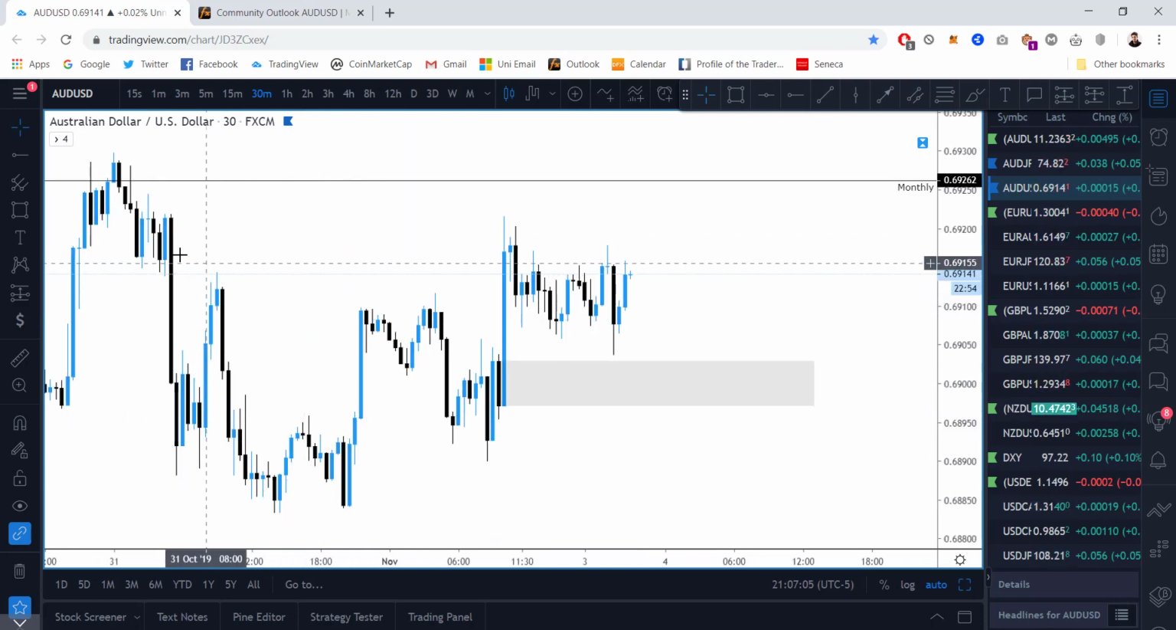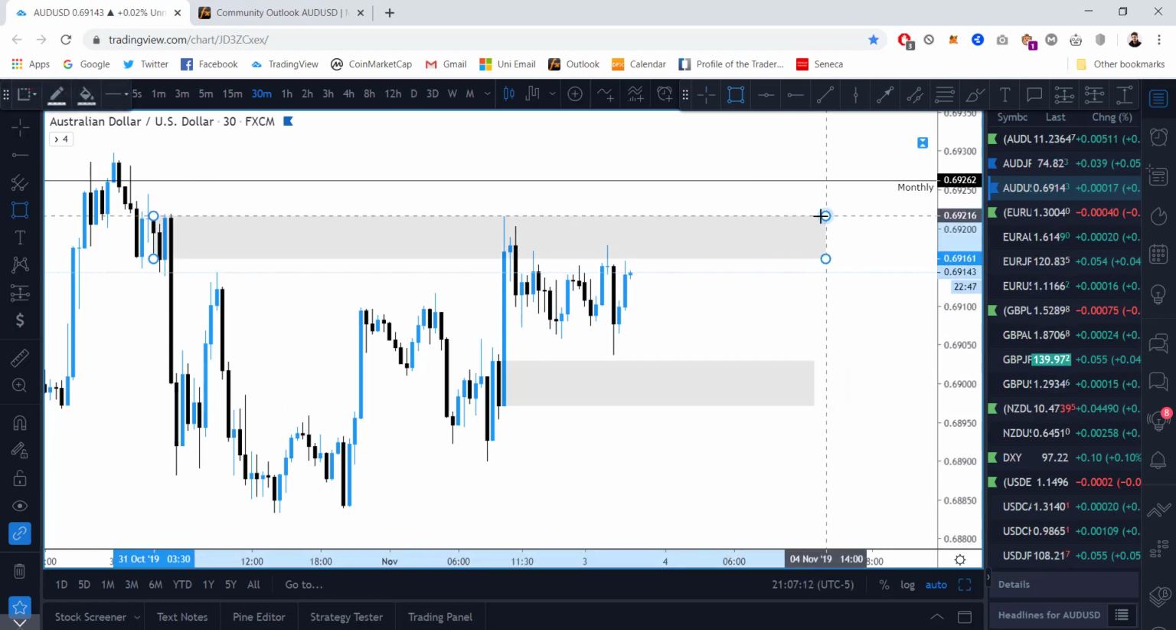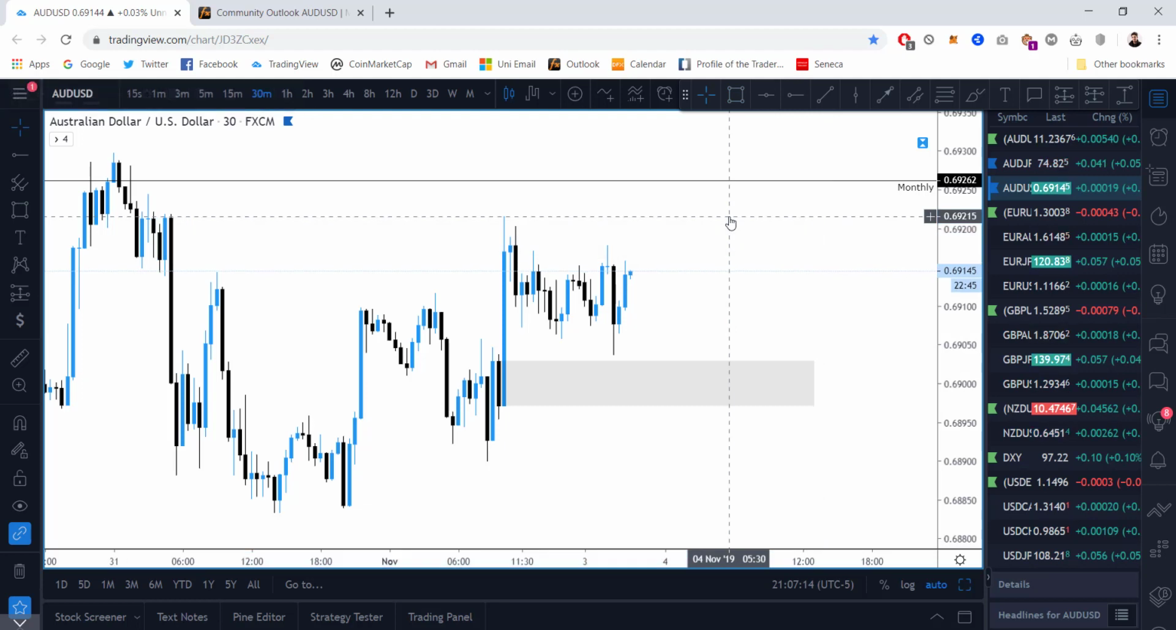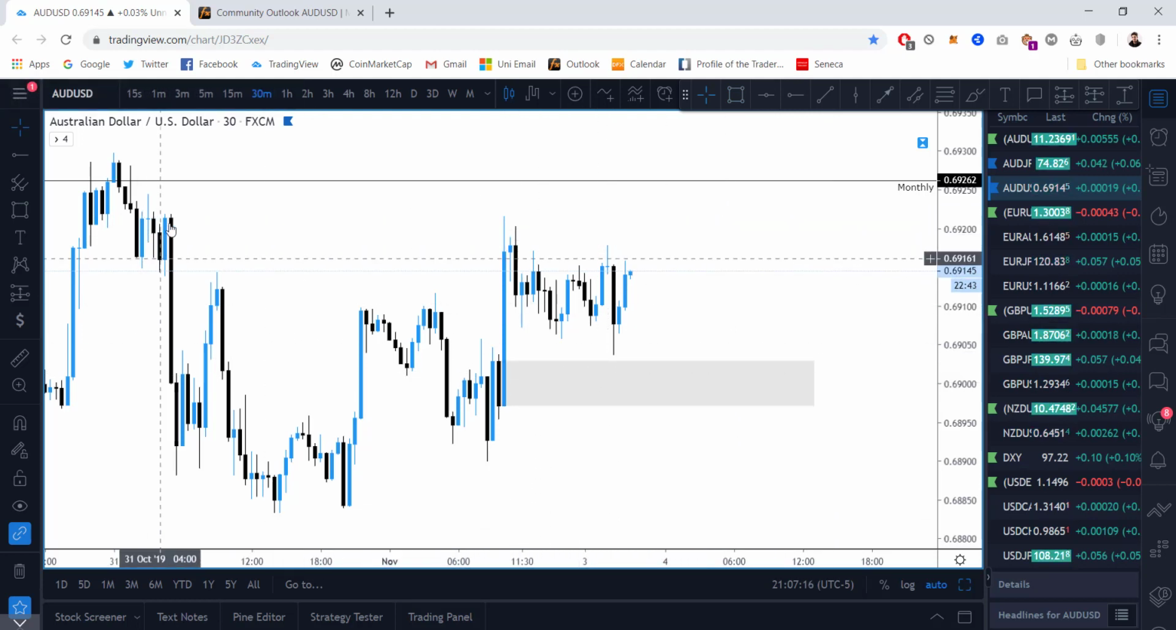So we actually broke structure. We reacted off this candle, this order block. This will be our sniper as well. We reacted off this order block, right? But anyway, look at this, right? Even though we reacted off this order block, I don't want to just short the market.